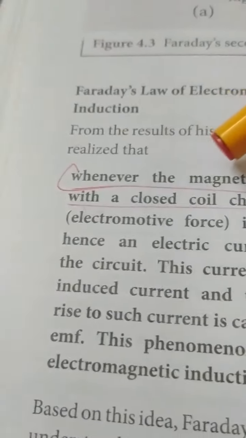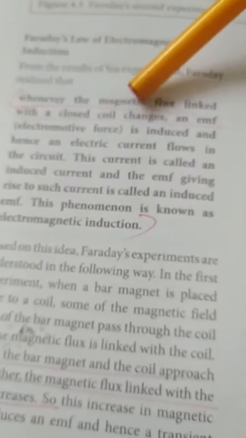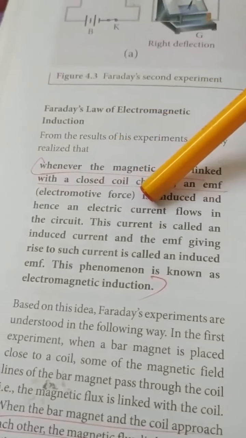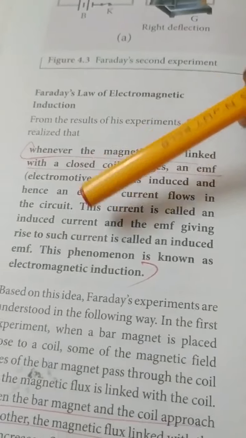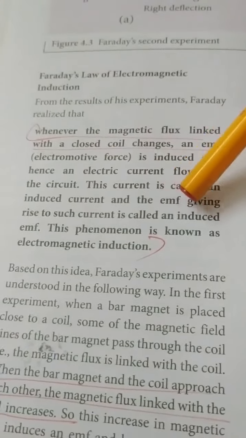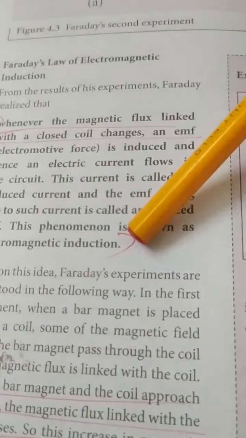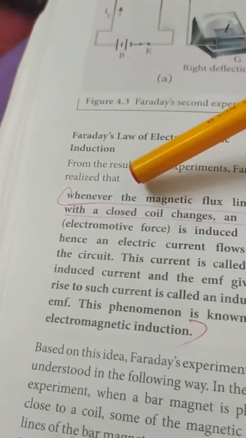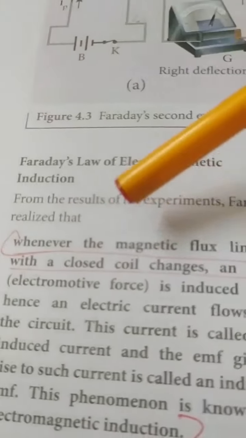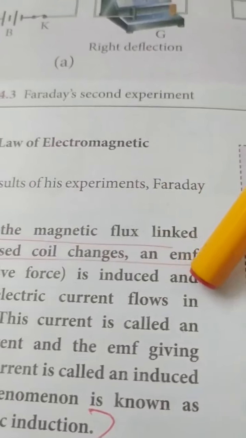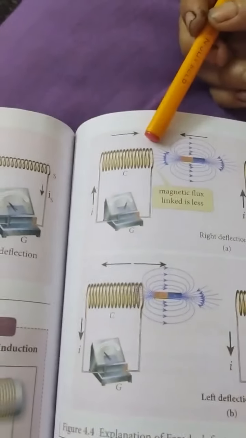Whenever the magnetic flux linked with a closed circuit changes, an EMF is induced, and hence the electric current flows. This current is called induced current, and the EMF is called induced EMF, and this phenomenon is called electromagnetic induction. The main thing you should understand is, whenever the magnetic flux changes, an EMF is induced. And here this is explained in terms of magnetic flux.